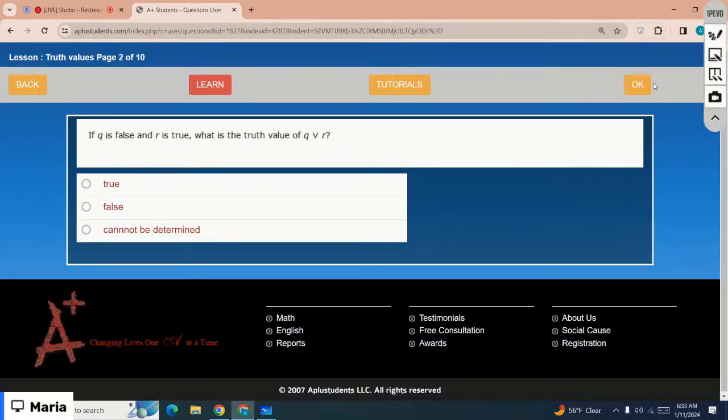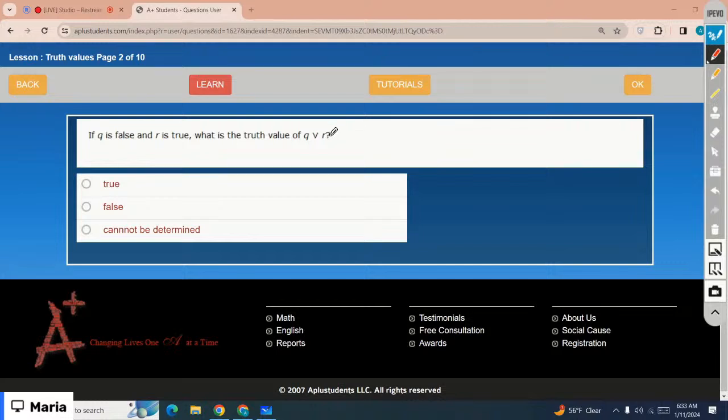Okay, if Q is false and R is true, what is the truth value of Q or R? This is the sign of or, right? So Q is false, R is true, right? So when we apply the or, if one of them is true, the answer is true. So the second one is true. That means it is true, right? The correct option is true.